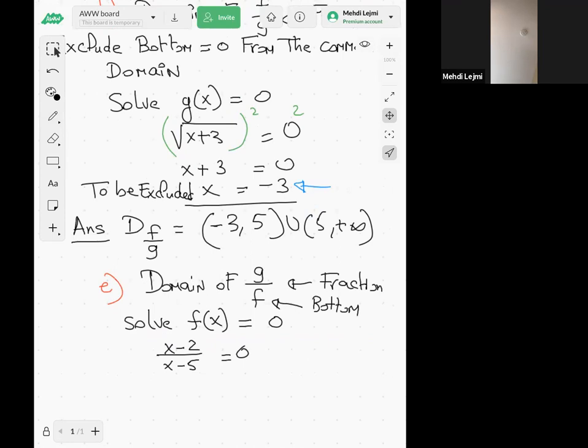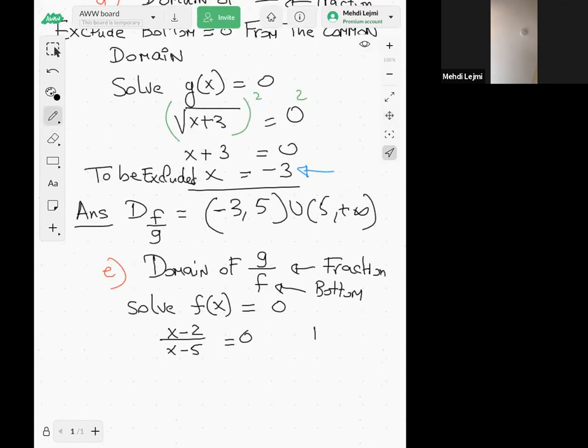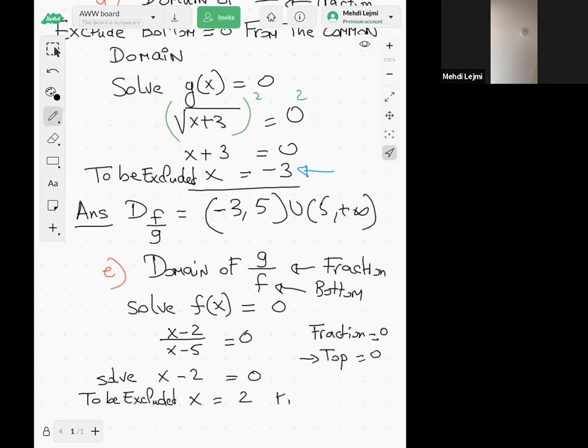So what I'm saying is, if you have a fraction equal to 0, then the top will be 0. Okay, so here we have to solve the top, which is x minus 2 equal to 0. We don't really care about the denominator, the x minus 5. So then x is equal, of course, to 2. So this is to be excluded from the common domain. All right.